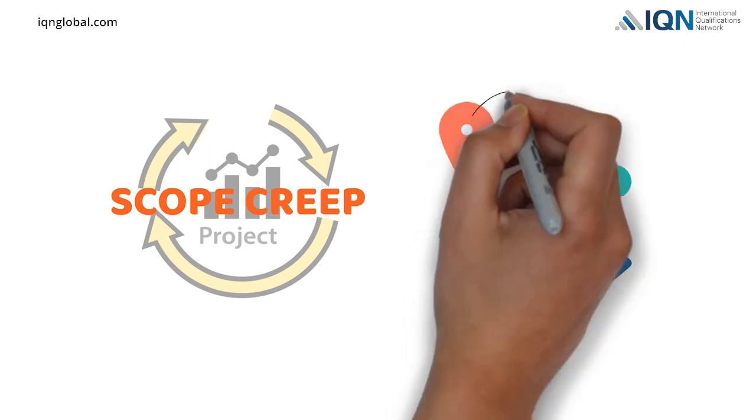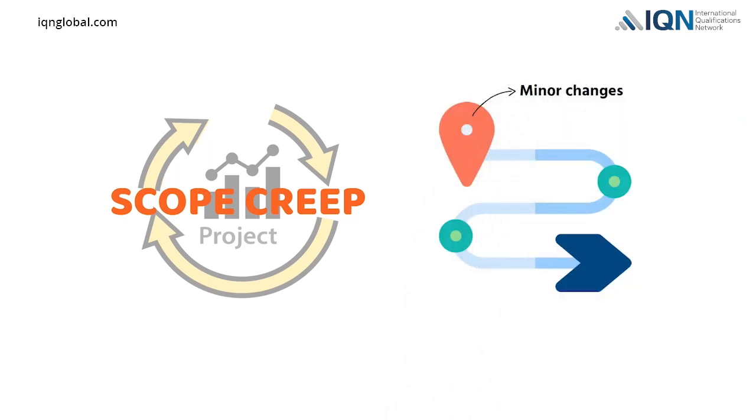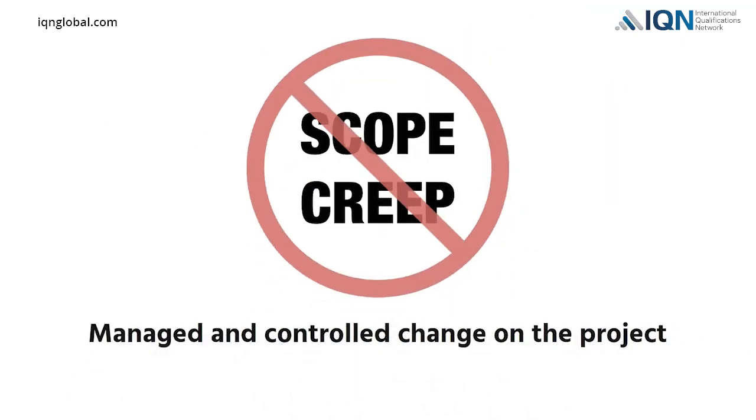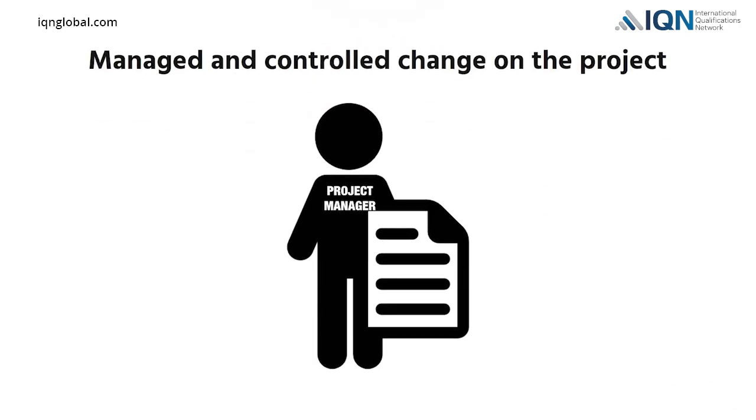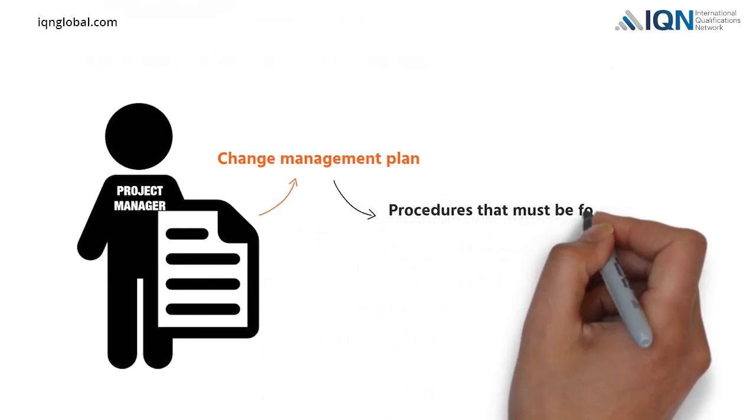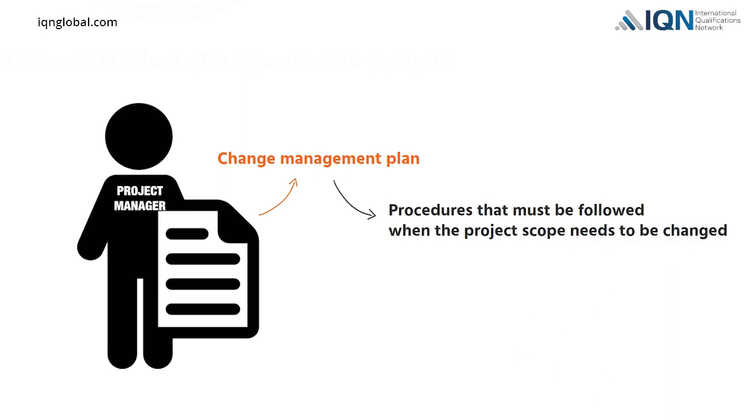Scope creep usually starts with minor changes or one aspect of the project. Eventually, it may involve more changes to the project's ongoing requirements or increased activities. What we need to prevent scope creep is managed and controlled change on the project. For that, the project manager will need a change management plan. The change management plan will define the procedures that must be followed when the project scope needs to be changed.